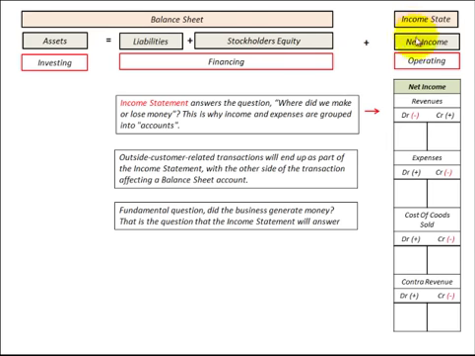Okay, the income statement, which is net income, I have it broken down here. That's your operating activities for the company. The income statement answers the questions: where did we make or lose money? This is why the incomes and expenses are grouped. Here we got all different accounts, but I've just shown some basic breakdown here. Outside customer related transactions will end up as part of the income statement, with the other side of the transaction affecting the balance sheet. So they're going to be balanced there. The fundamental question: did the business generate money? That is the question that the income statement will answer.